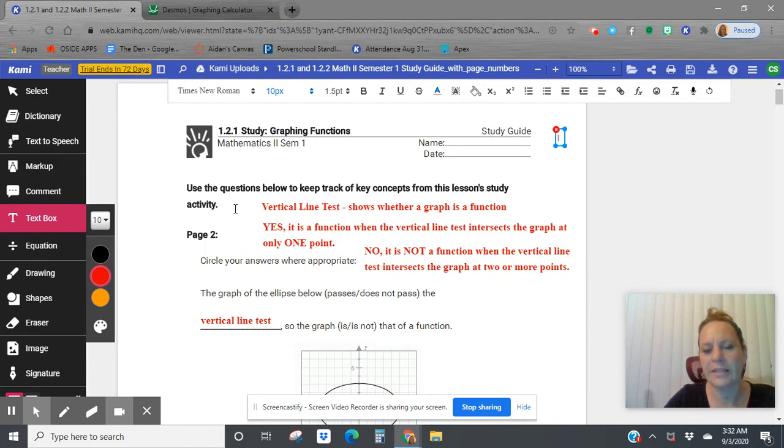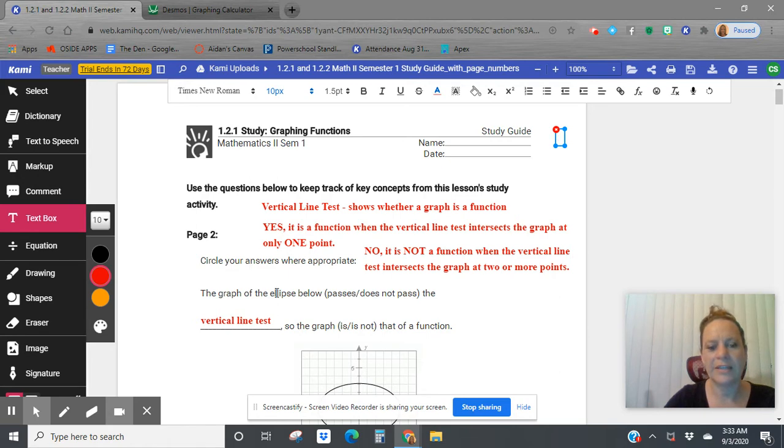First of all, the vertical line test is something we saw in Math 1, and it's drawing a line straight up and down through a graph to see if the graph is a function. If the vertical line test intersects the graph at one point, then yes, it's a function. If it touches more than once, two or more points, then it's not a function.